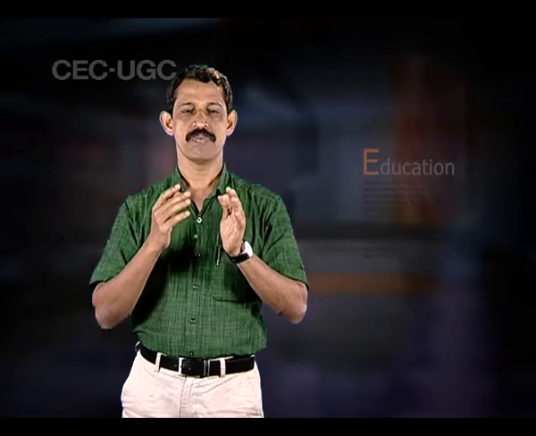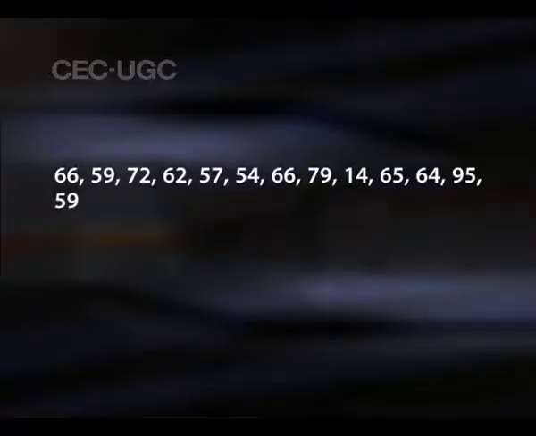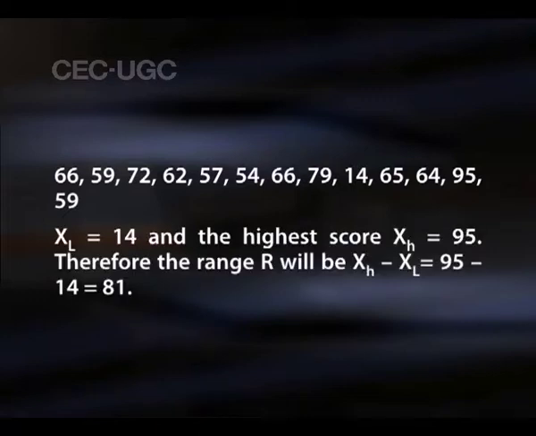Through example, we can find the range in the following set of scores: 66, 59, 72, 62, 57, 54, 66, 79, 14, 65, 64, 95 and 59. If you look at the scores very well, you will notice that the lowest score, that is XL, is 14 and the highest score, that is XH, is 95. Therefore, the range R will be XH minus XL, that is 95 minus 14, that is 81.